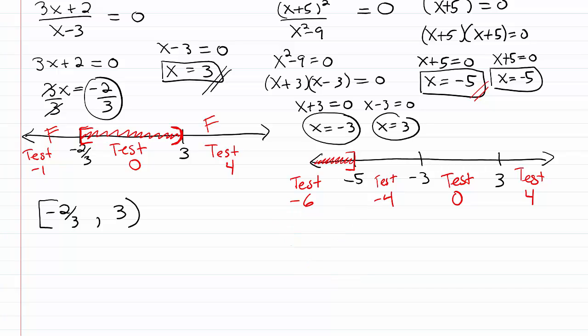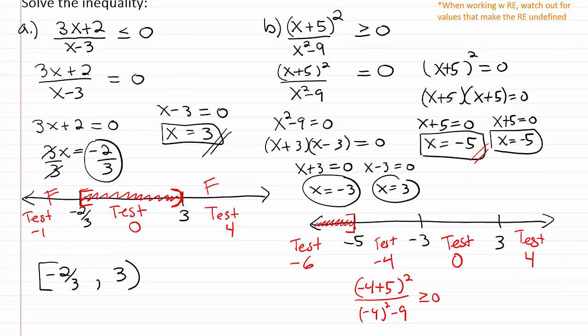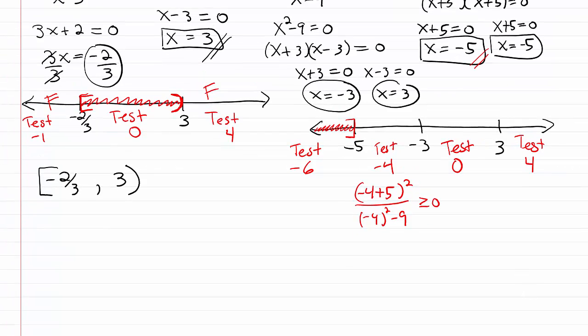If I want to test negative 4, I do the same thing. I say negative 4 plus 5 quantity squared over negative 4 squared minus 9. And then we're asking, is that greater than or equal to 0? Because that's what our original inequality said, right? Greater than or equal to 0. All right, well, negative 4 plus 5 is positive 1, and you square it, you get 1. And then on the bottom here, you have 16 minus 9, essentially, right? Because negative 4 squared is 16. 16 minus 9 is 7. And so we end up with another positive answer. So we include that in our solution, right?